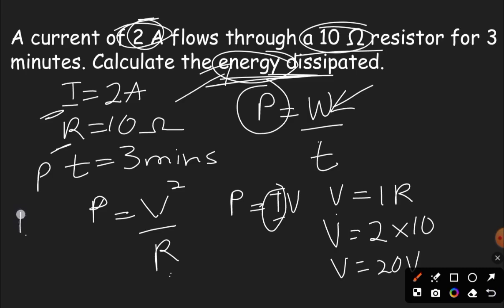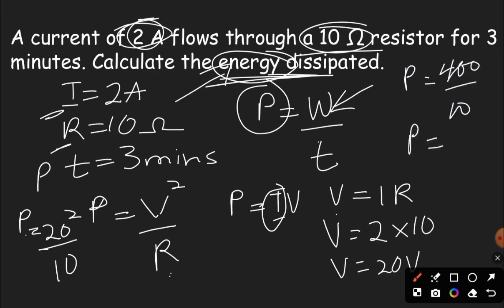So P equals V squared on R. What's our resistance? Our resistance is 10, and power is going to be 400 over 10. So our power is going to be what? 40 watts. Now if we have our 40 watts, we can work our way around.